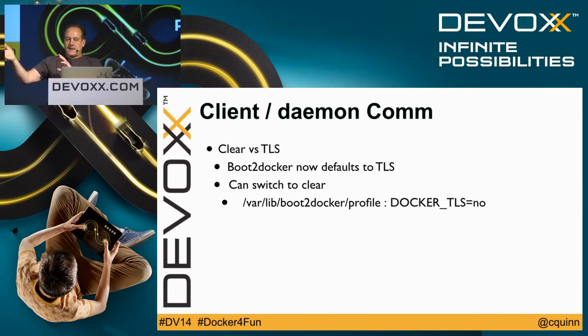And so if you're just developing and you're using boot2docker and testing stuff out, it's fine to just leave it on the default, because boot2docker will take care of your certs for you. That's really nice. But if you want to turn it off, you can switch it to clear. There's just a config file. You can go down inside the VM and turn on a switch and say, I don't want TLS.